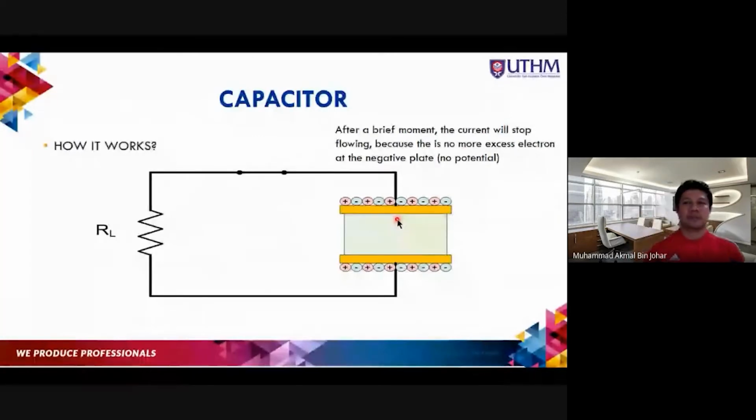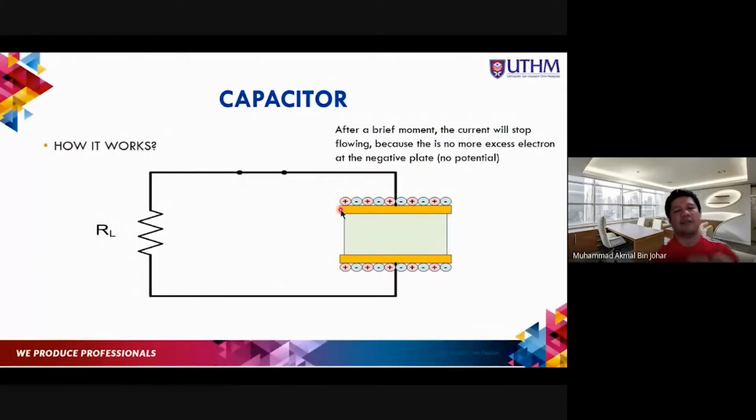Okay, so that's how we can see why we can call the capacitor a storage media or stored energy device, because dia mampu, kerana mereka mampu menyimpan charge.